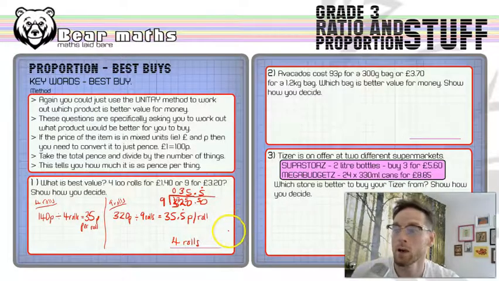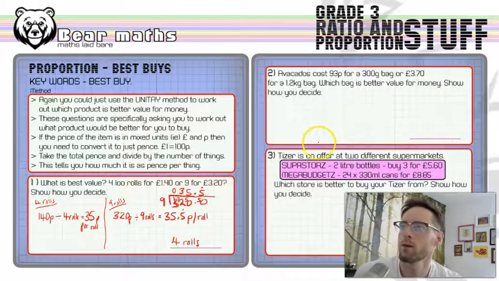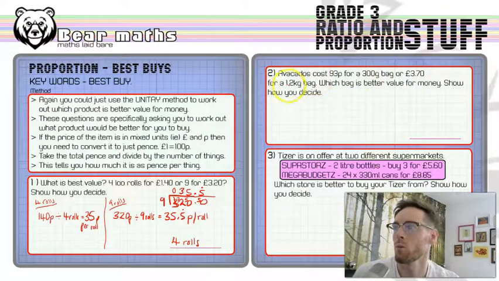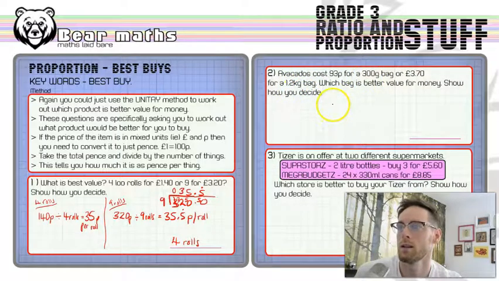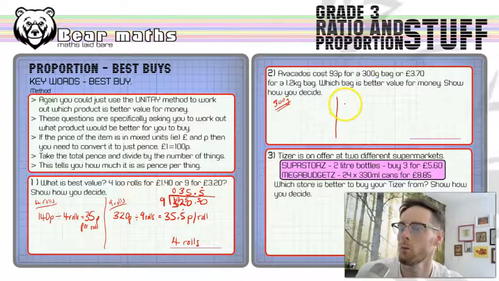All right. Now I hope that makes sense, because we're going to use a very similar thing in question number 2. This one's about avocados. We've got avocados 93p for 300 grams or £3.70 for 1.2 kilograms. So it's a little bit of conversion required in this question. A couple of different types of conversion. We're going to have the 93p for the 300 gram weight or mass of avocados there, and the 1.2 kilograms there.